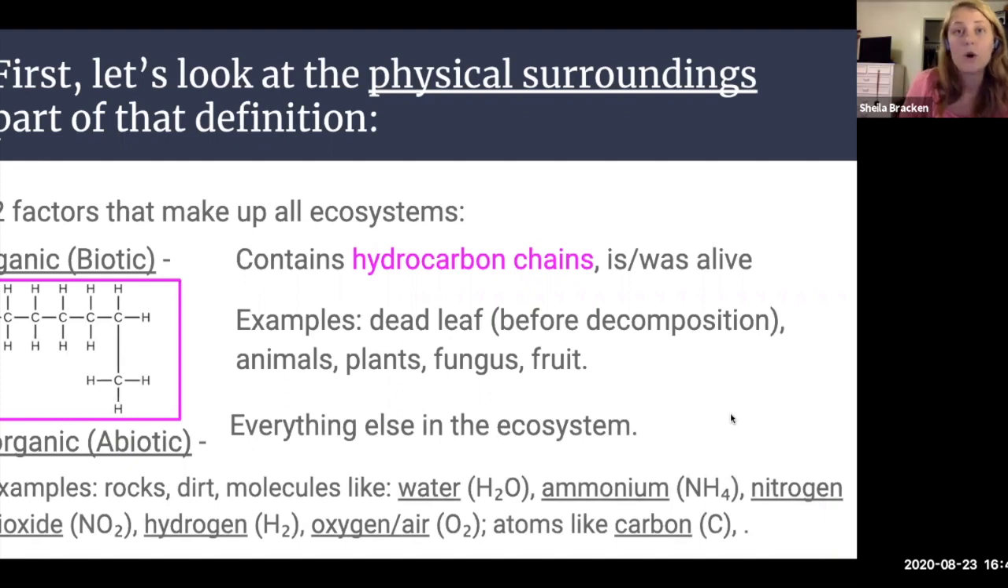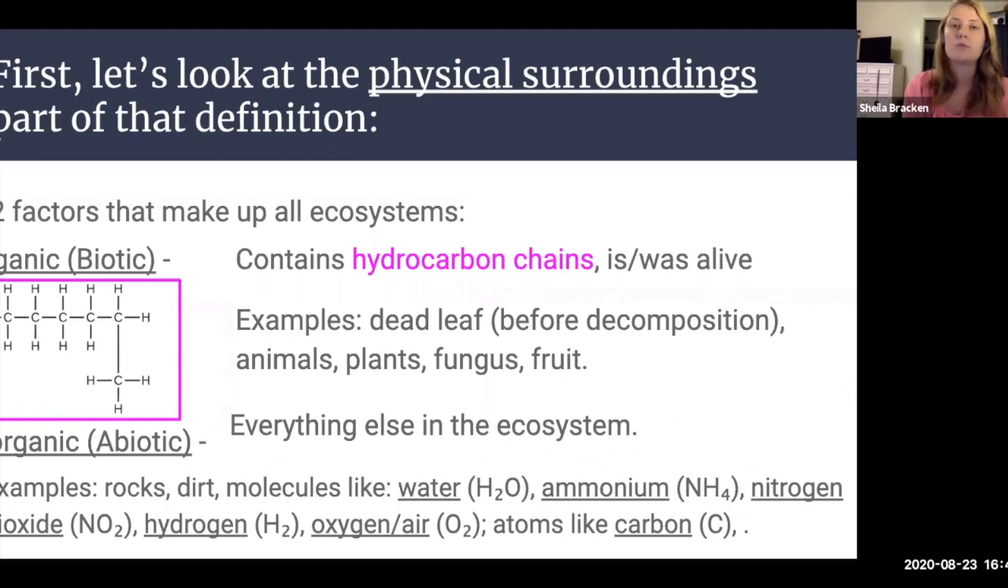Inorganic, or what you might remember as abiotic factors, is everything else in the ecosystem. And I've given you some really specific examples and then some really broad examples. Broad examples would be like rocks and dirt, right? I could say air or water. But we're going to start getting a little bit more detailed, right?